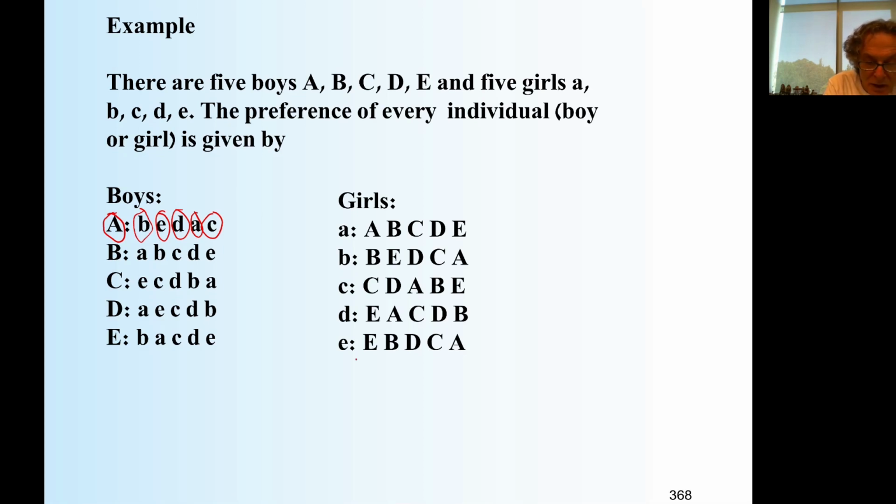Here we have the girls. Girl A prefers boy A, then B, then C, then D, then E. E is the worst, A is the best. Girl B prefers B, then E, then D, then C, then A, and everything is there. I want to find out first what is the stable matching resulted by boy proposing DAA, and what is the stable matching resulted by girls proposing DAA.